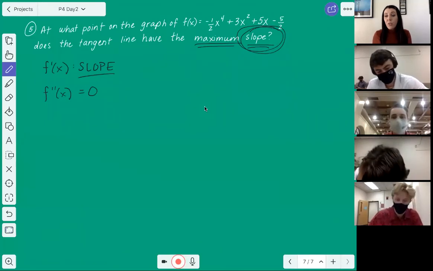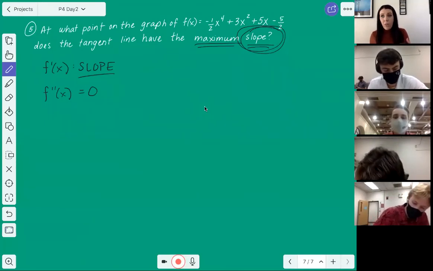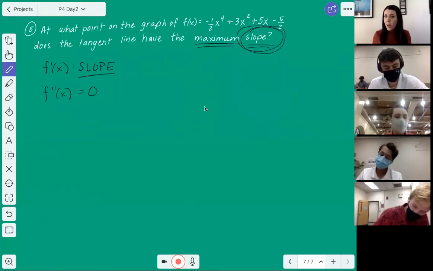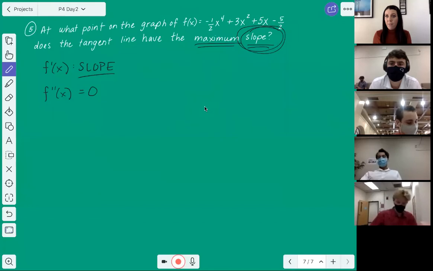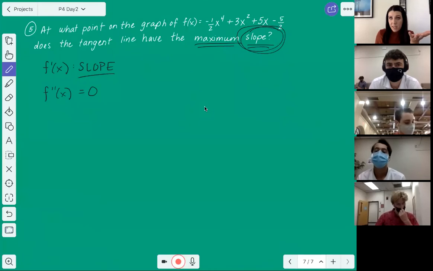Okay. If I asked for the maximum value or the maximum output, that's why we would set the first derivative equal to 0. If I just wanted to know what the highest point was, that would be the maximum output, the maximum f value, which is why f prime would equal 0. We don't care about that. We want the maximum slope. So we need the slope's derivative, f double prime, to be equal to 0, right? f prime is slope, so the slope's derivative is f double prime.